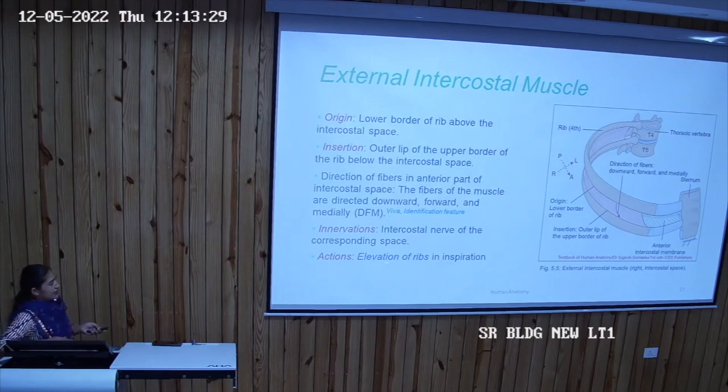Now the action is elevation of the ribs in inspiration. So if these fibers are going from above to downward, when they contract, the action will be the elevation of these ribs. This rib will be elevated towards the upper side. When these fibers contract, the length of the fibers will decrease. So that means elevation of the rib will occur. Now this elevation of the rib will be helpful for you when you are understanding the respiratory movements.